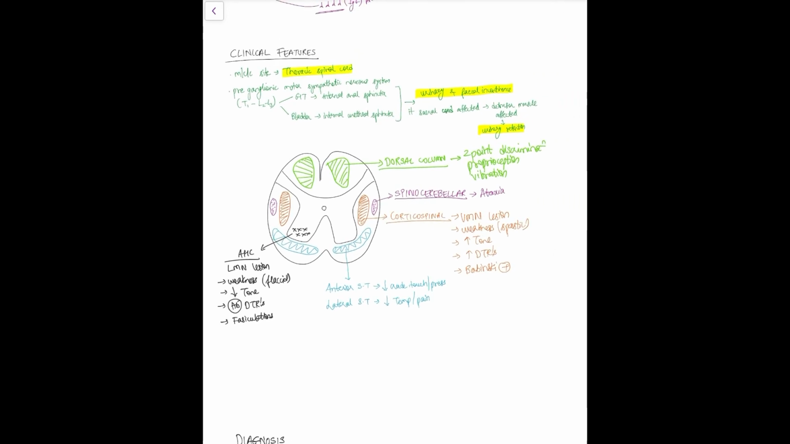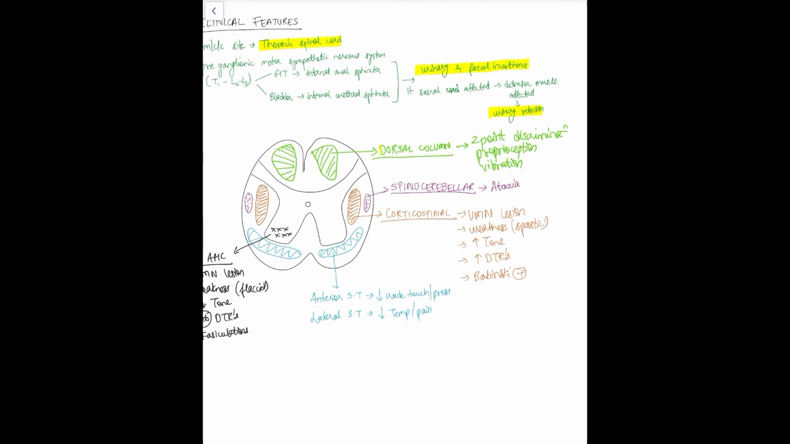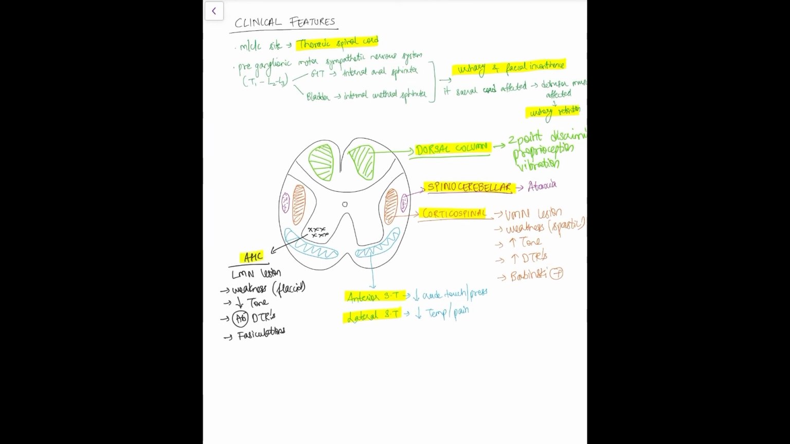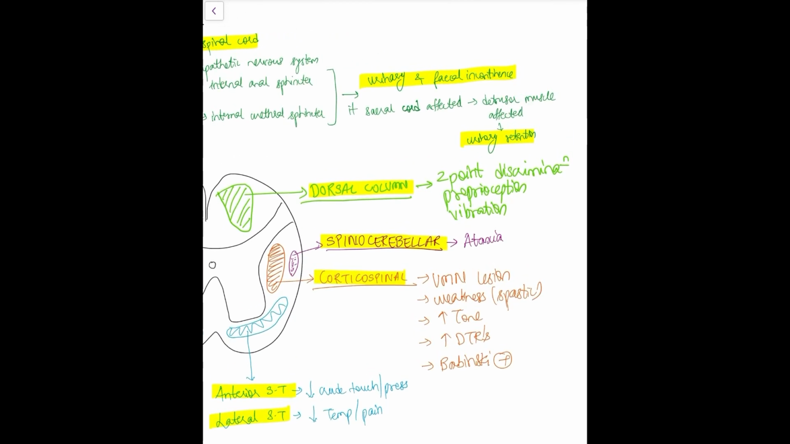It can lead to loss of dorsal column sensations, and loss of corticospinal tract function and weakness. It can lead to decrease in the lateral and the anterior spinothalamic tract sensations, and the spinocerebellar tract sensations. And if the anterior horn cell gets affected, it can lead to lower motor neuron lesions. When the sympathetic nervous system gets affected, it can also lead to urinary and fecal incontinence.